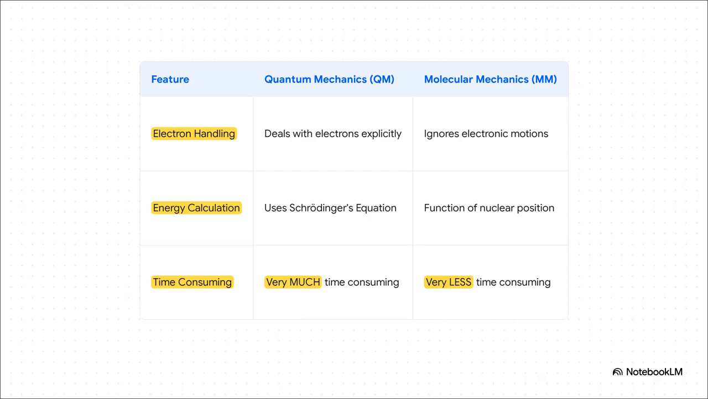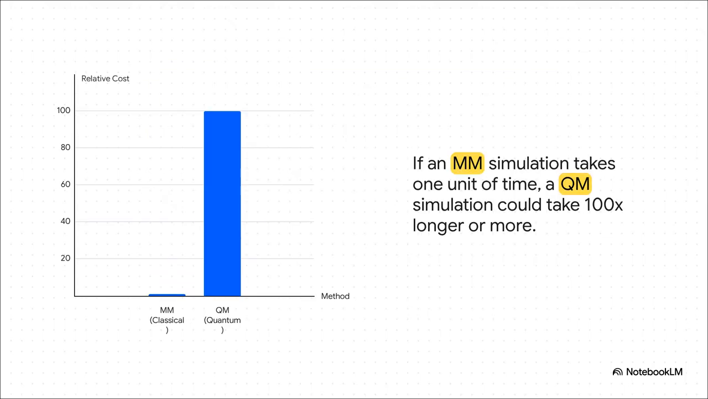When it comes to handling electrons, QM is explicit. It deals with them directly. MM just ignores them. For calculating energy, QM has to use that complex Schrödinger equation, while MM uses a much simpler function based on where the atoms are, and the final result for computing time. QM is extremely time-consuming, while MM is incredibly fast. And to really put that in perspective, just look at this. If a molecular mechanics simulation takes, say, 1 unit of computer time, a comparable quantum mechanics simulation could easily take 100 or 1,000 or maybe even millions of times longer. I mean, the difference is absolutely massive.